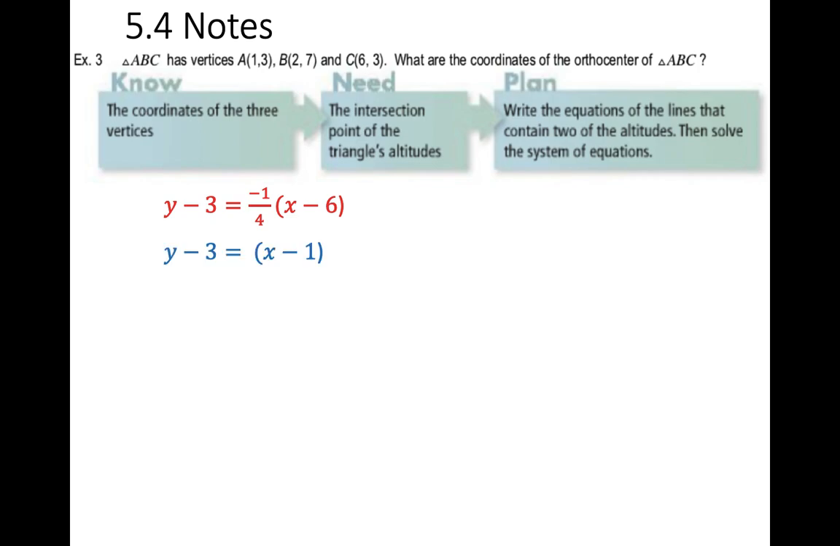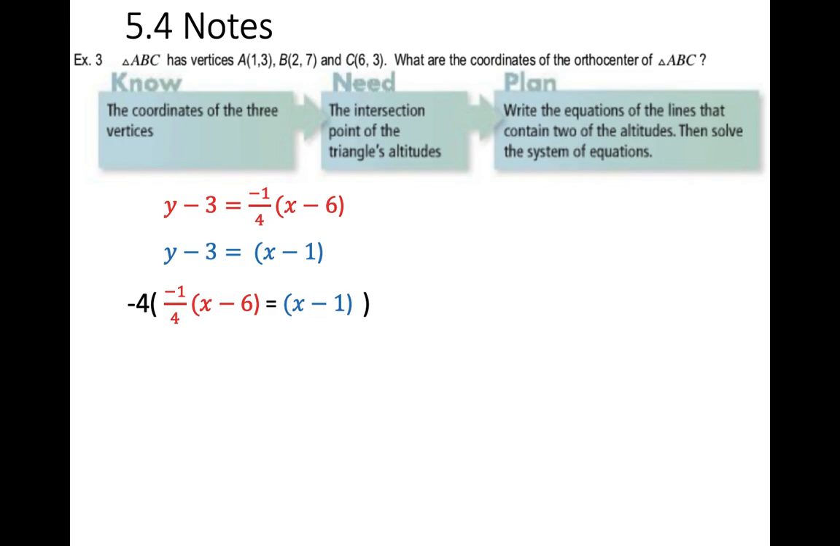So let's put those two equations out over here so we have some more space. Now notice on the left-hand side of the equation, both of them have y minus 3. And so those must be equal. So I can take the two right-hand parts of the equation and set them equal to each other. Now I have that fraction, negative 1/4. I don't like fractions, so let's get rid of it. I'm going to multiply the whole equation by negative 4.